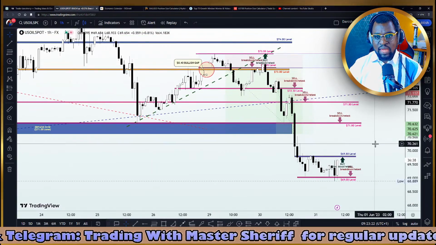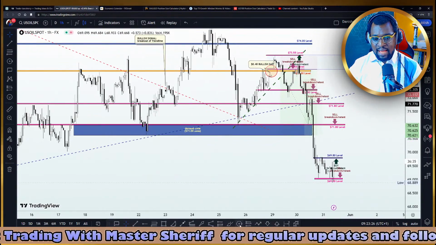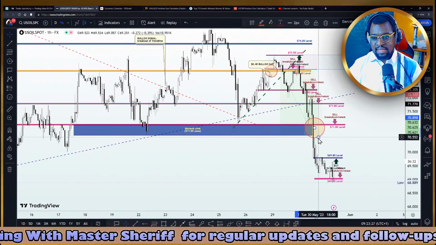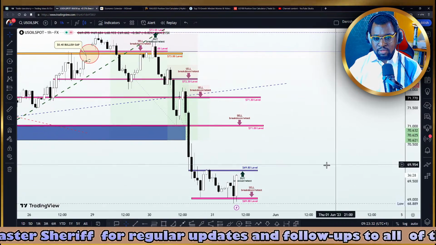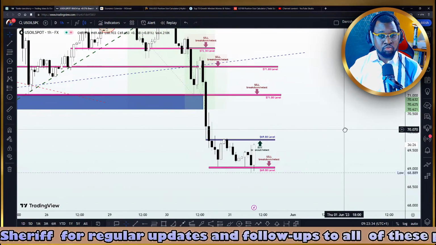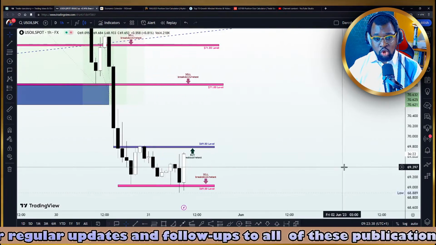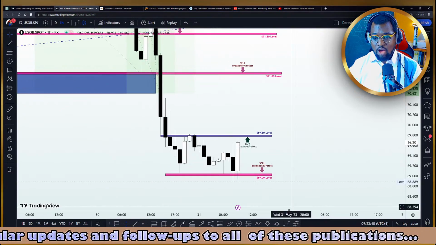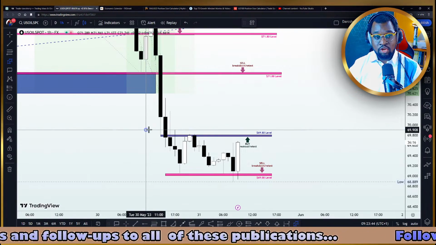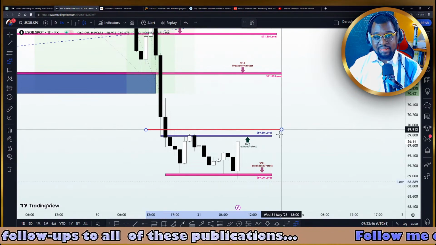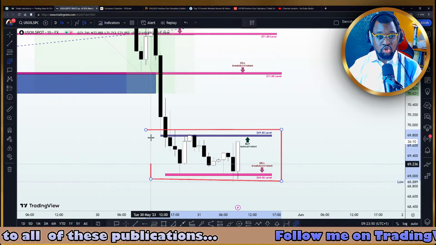So now, since we have the breakdown of the $71 area right here, one thing we saw is that as soon as price action got into that $69 level, we began to see buy pressure resume again in this market. And with this whole situation here, we saw how price action fell into a choppy situation, giving us a range between the $69.80 level and the $69 area.